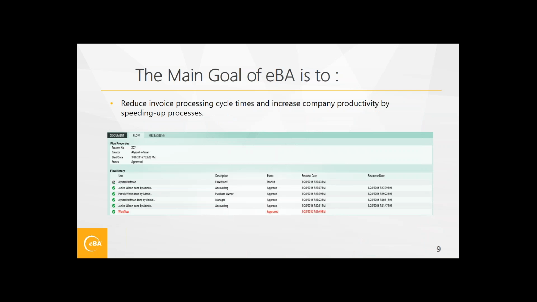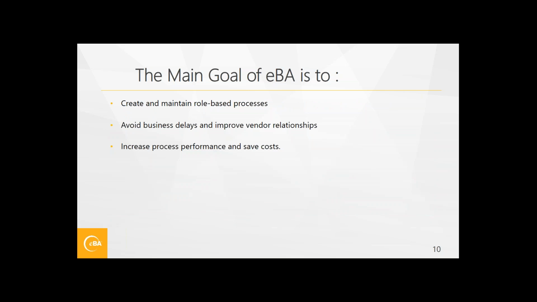Also, we can reduce invoice processing cycle times with this process. We can increase company productivity by speeding up this process, and maybe we can solve the problems in the process by reviewing these details of invoice processes. And we can create and maintain role-based processes with the eBA platform. Also, we can avoid business delays and improve vendor relationships with this invoice automation.